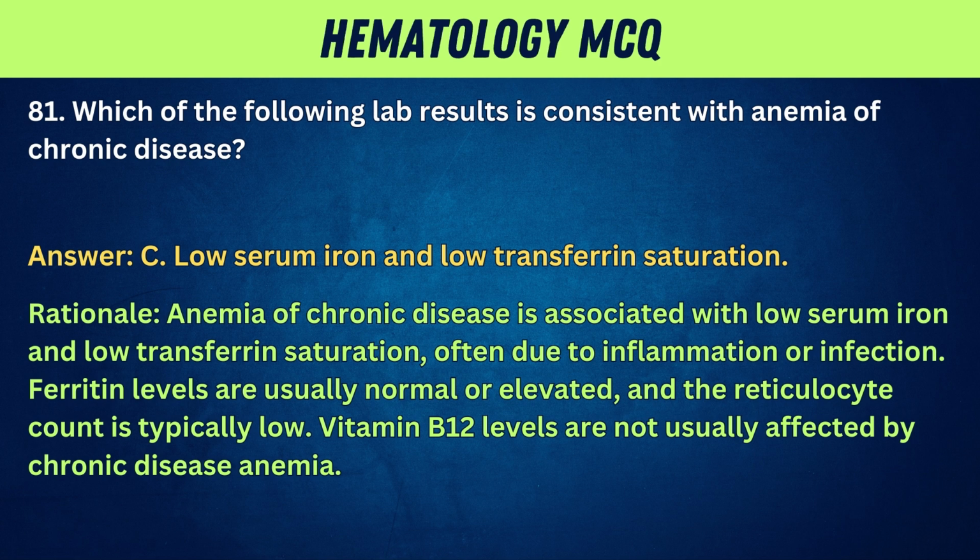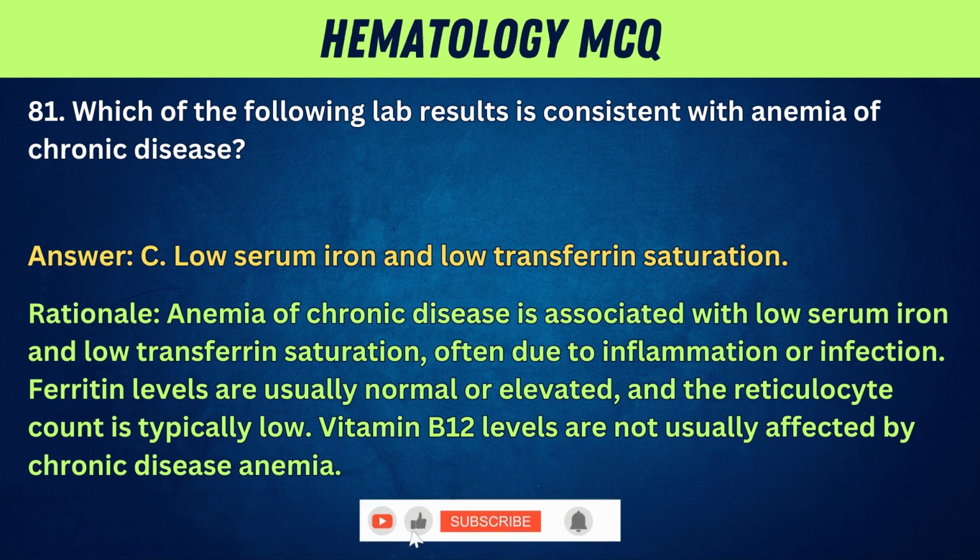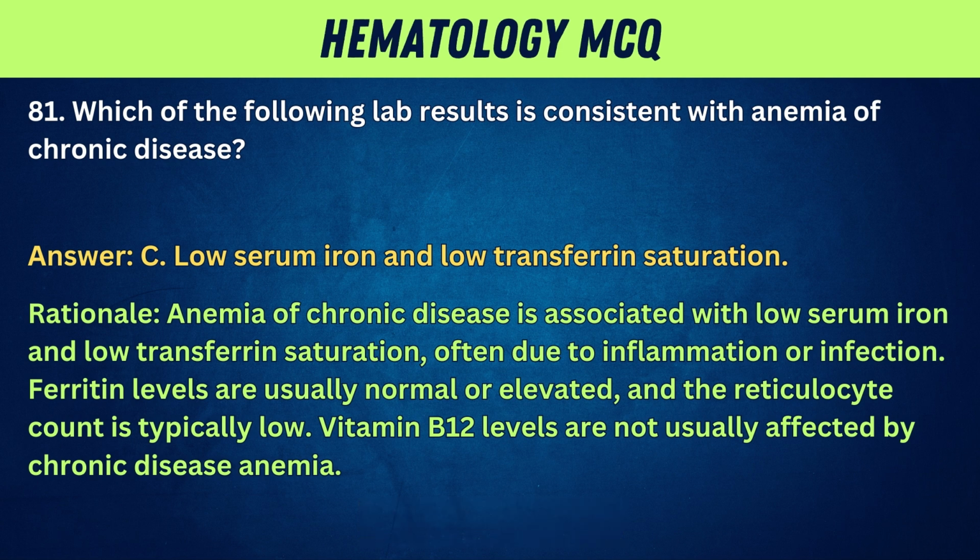Anemia of chronic disease is associated with low serum iron and low transferrin saturation, often due to inflammation or infection. Ferritin levels are usually normal or elevated, and the reticulocyte count is typically low. Vitamin B12 levels are not usually affected by chronic disease anemia.